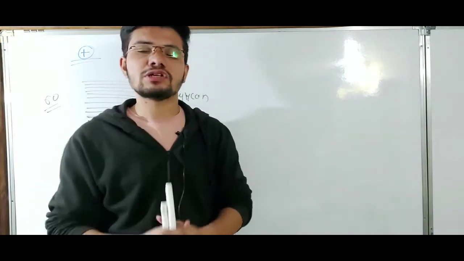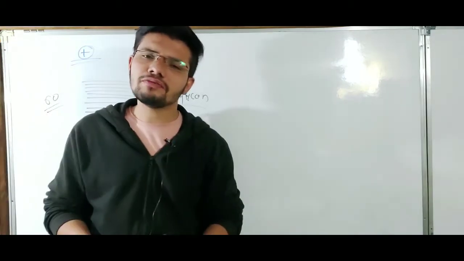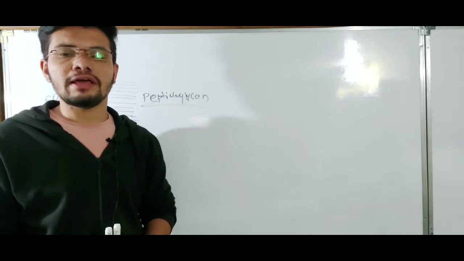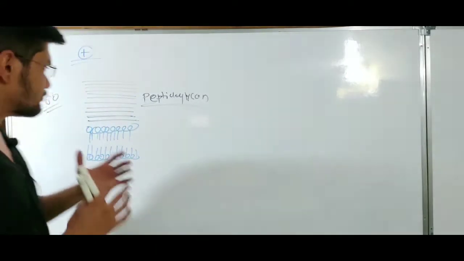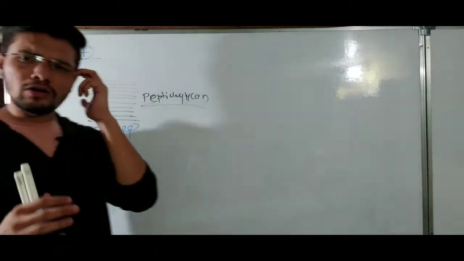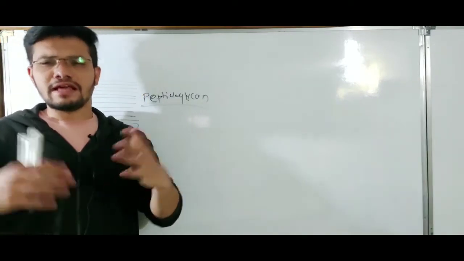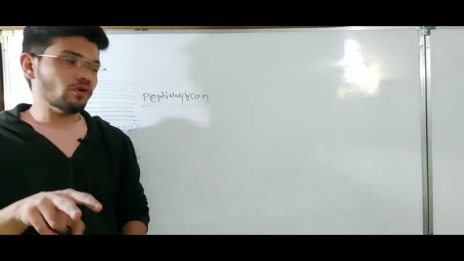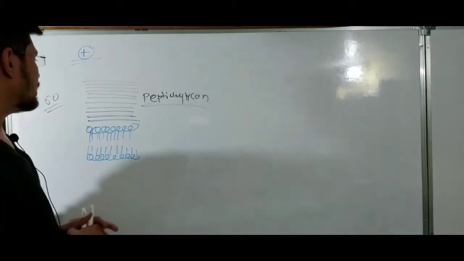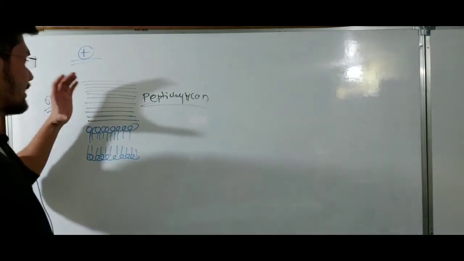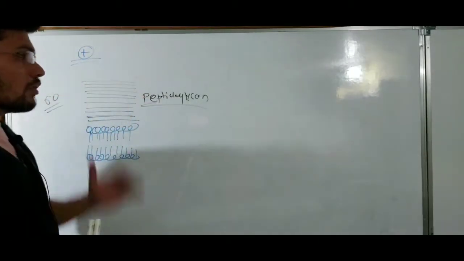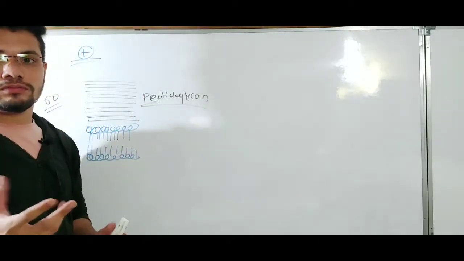I will make another video on the structure of peptidoglycan only, but you may get the idea of how peptidoglycan looks. It is like a polysaccharide. It is a heteropolysaccharide because two different sugars are involved, and 60 layers of those chains are involved in the case of the gram-positive cell wall.